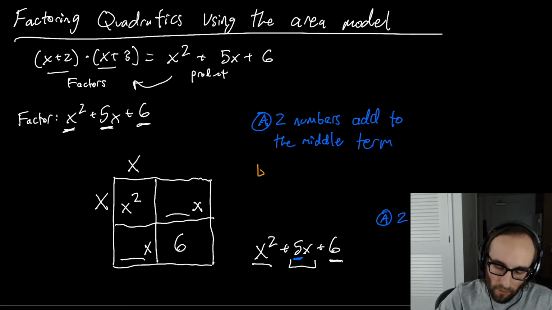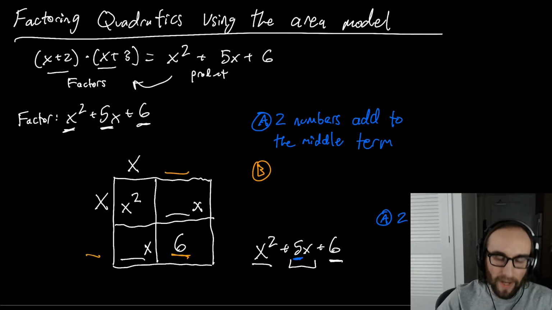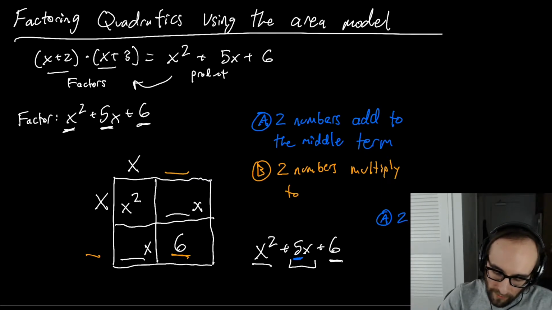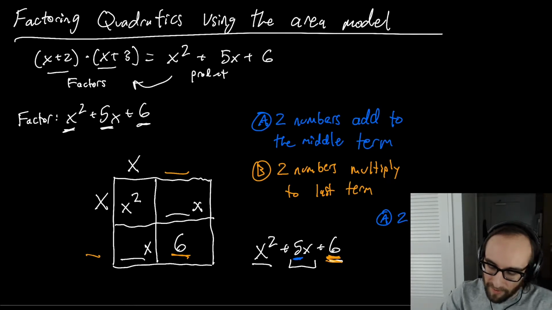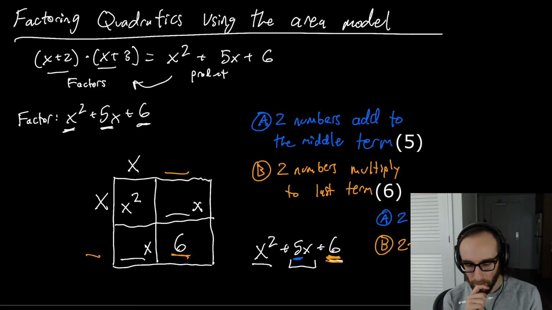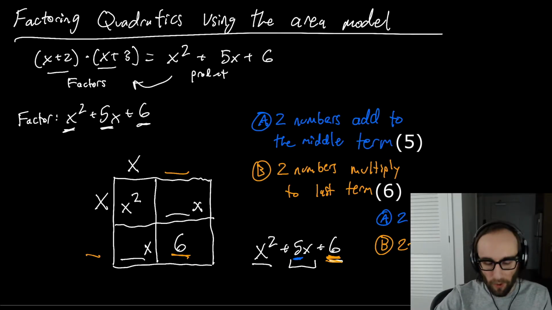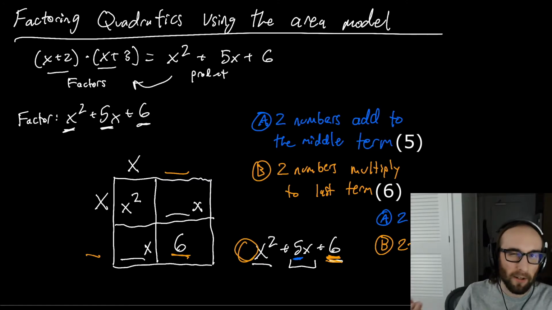Another piece of information we know is that because the two numbers are going to appear here and here, when we multiply them, we end up with 6. So our two numbers also multiply to give us the last term, in this case, 6. And this is going to be true for all quadratics that we work with, except for if we have coefficients in front of the x squared. We'll talk a little bit later about what to do in that situation.